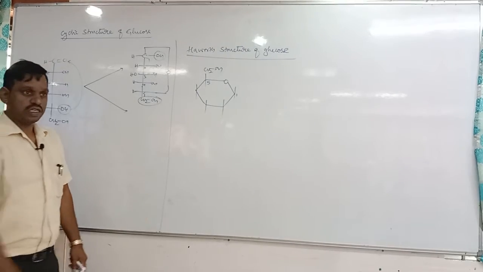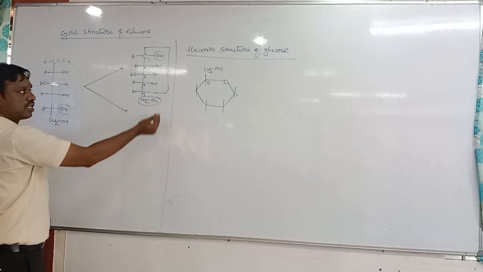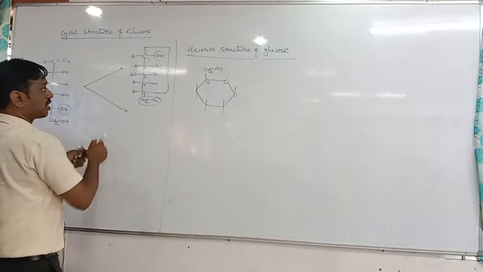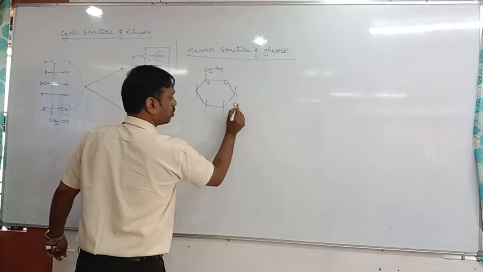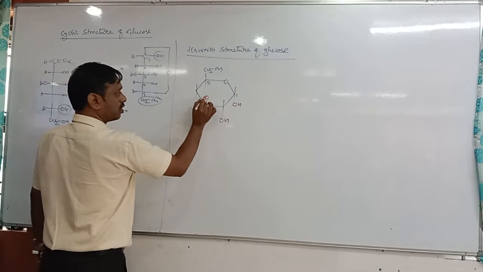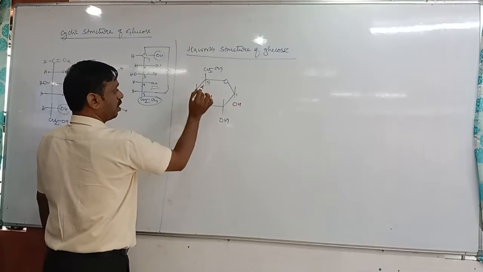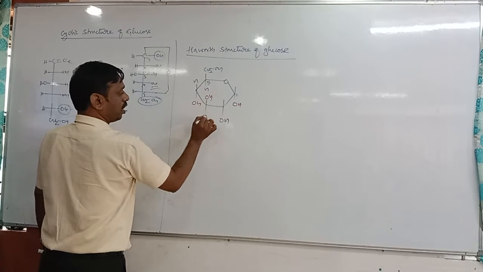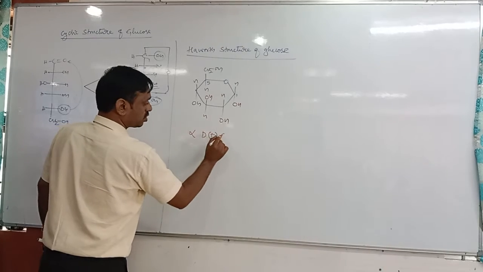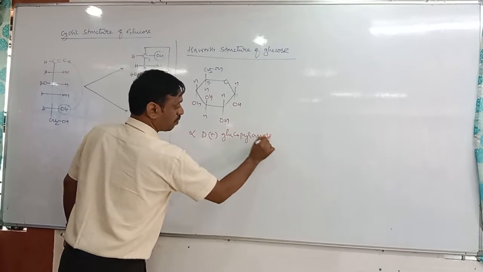The second important point is that the groups which are on the right side in the Fischer projection are written below the plane. So on the first carbon, OH is below the plane, that is right side below the plane, second right side, third left side above the plane, fourth right side below the plane, and the remaining are all hydrogen. So this is called alpha D plus glucopyranose, since it is a pyranose ring.